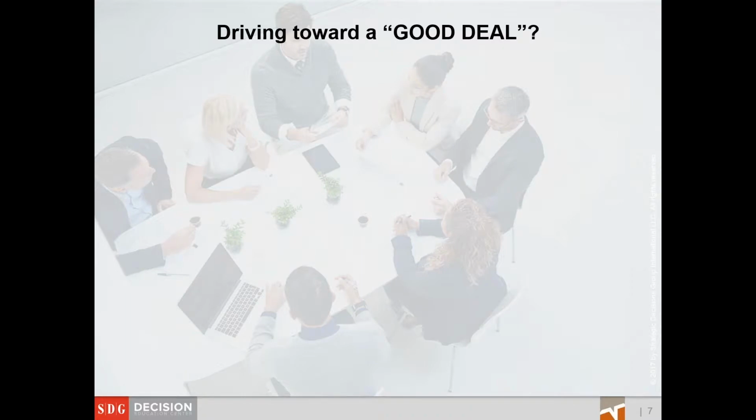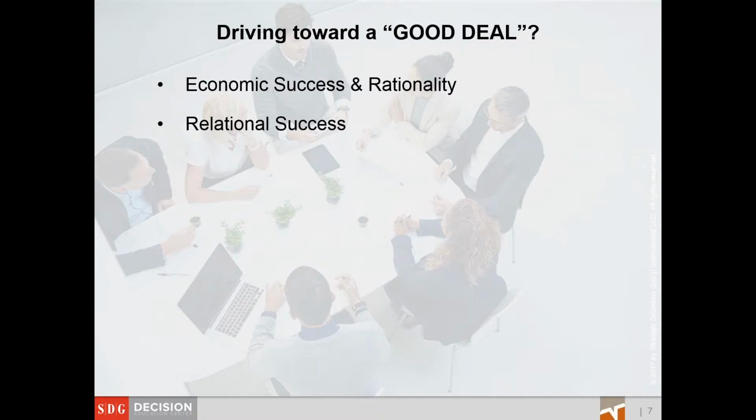But going back to that idea of a good deal, how do we reach a good deal? A good deal means different things, and there are a lot of different elements as we look at this. There is a driver of economic success, where you say, okay, how did I do relative to the value that I was trying to capture? Did I actually take a rational approach? Did I get a rational outcome? Did I take the best path that yielded me the most gain?